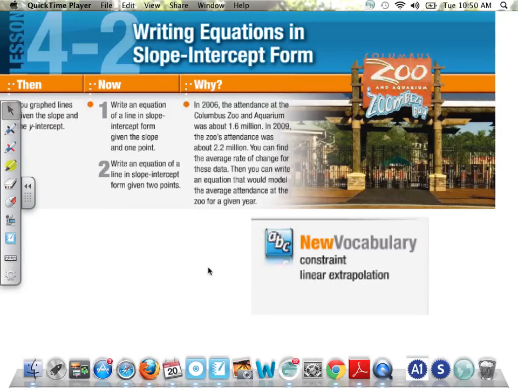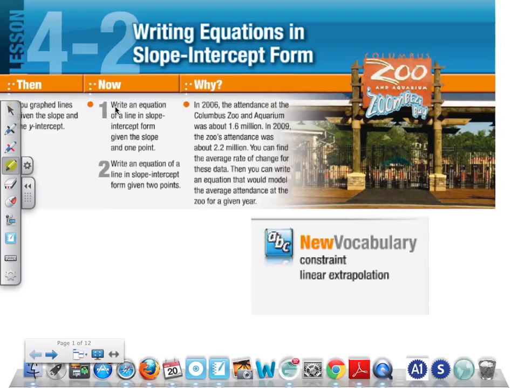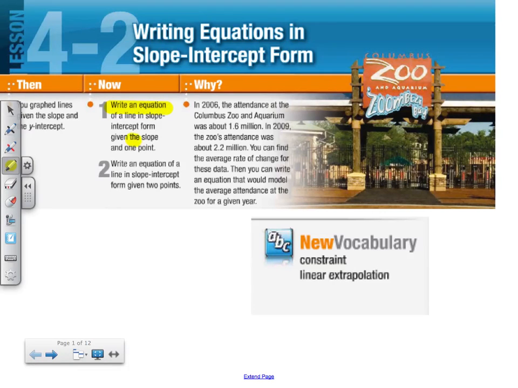Writing equations in slope-intercept form. All right, in the last section we learned what the slope-intercept form of the equation was, and we learned how to graph a line given just the slope and the y-intercept. Today we're going to learn how to write an equation given the slope and a point, and how to write an equation given 2 points.